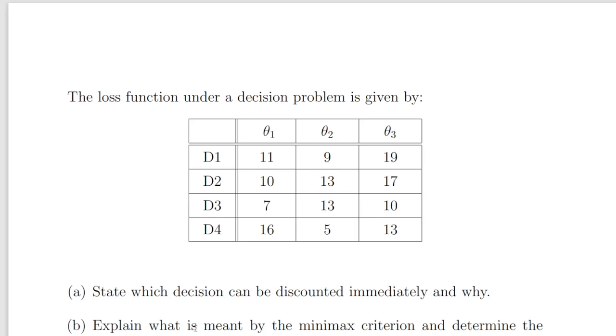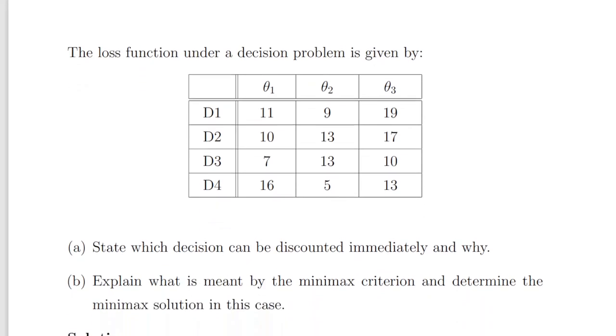This is the first question we're asked. So essentially what we're doing is looking at each row, and seeing if any of them are always worse than any of the others. So just to speed things up, we'll compare D2 and D3. So 10 is worse than 7. 13 is no better than 13, and 17 is worse than 10.